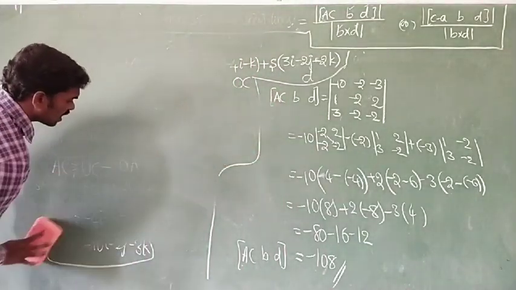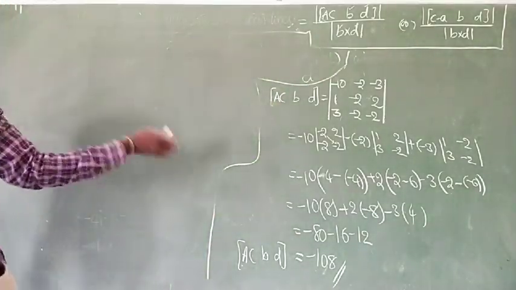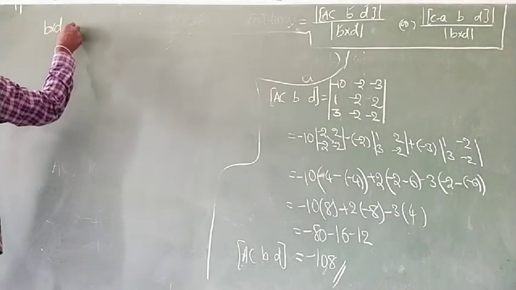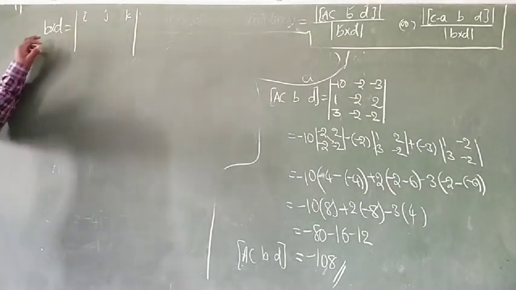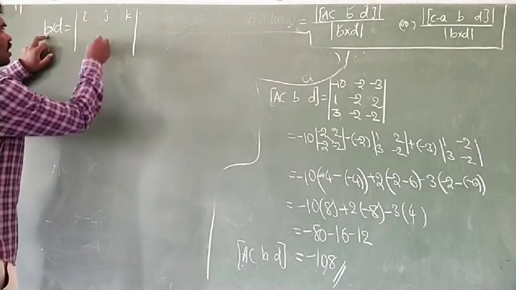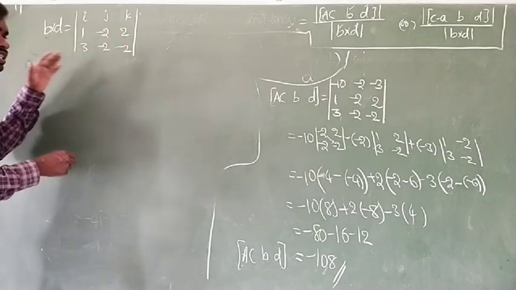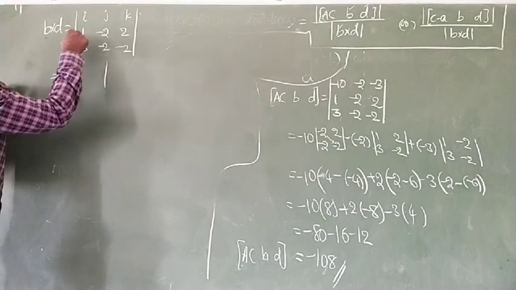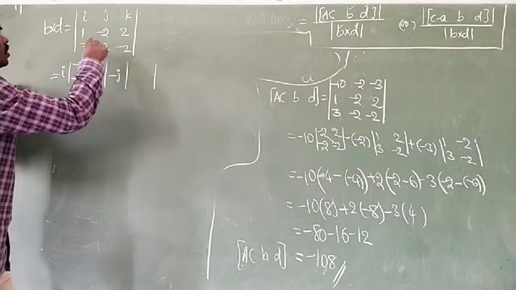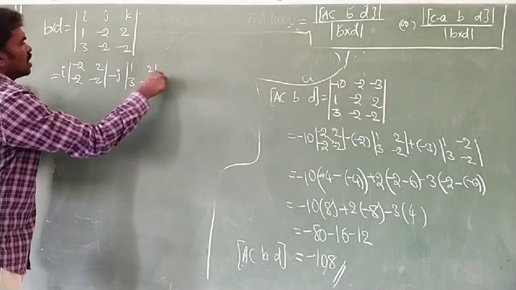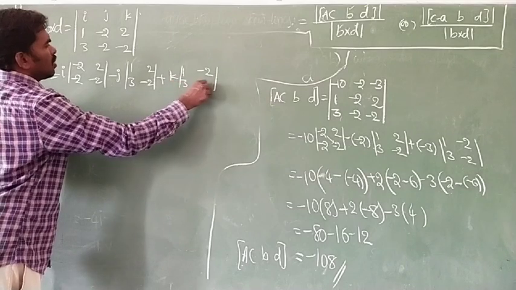So next, I am going to find b cross d. Okay. So next, after that continuation, we are writing b cross d is called i, j, k. Okay, what are the B elements? Just now here the B vector is there, yeah. 1, minus 2, 2. And the D vector is 3, minus 2, minus 2. Is it right? Yes. So which is called i into minus 2 times minus 2, minus j of 1 times 3, minus 2, plus k into 1, minus 2, 3, minus 2.